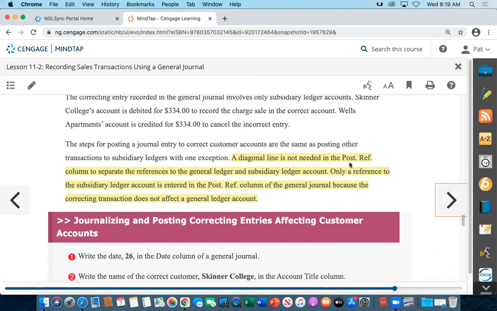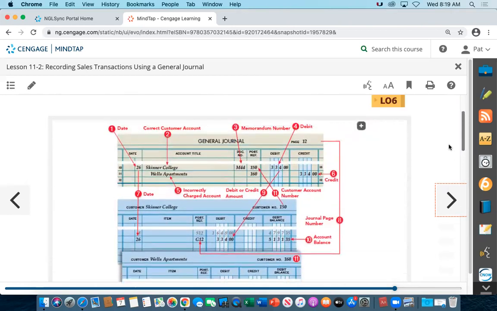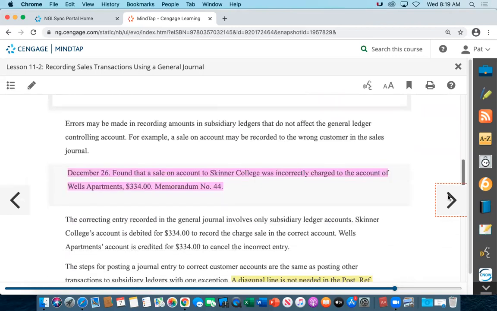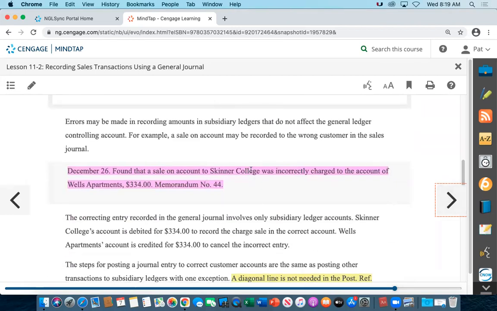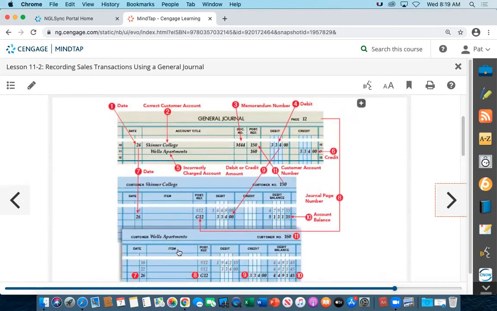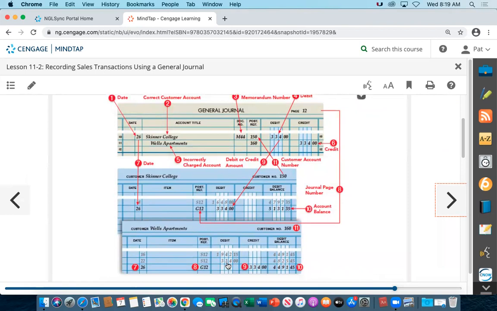They talk about how a diagonal line is not needed here because the accounts receivable doesn't change, or the accounts payable doesn't change. It just depends which one you're dealing with. So the idea is it was supposed to go into Skinner, but it went into Wells. So we got to get rid of it. You can see that this $334 went into Wells on the 22nd. You can see it on the ledger. You got to get rid of that. So you got to credit it and you got to debit the correct account.